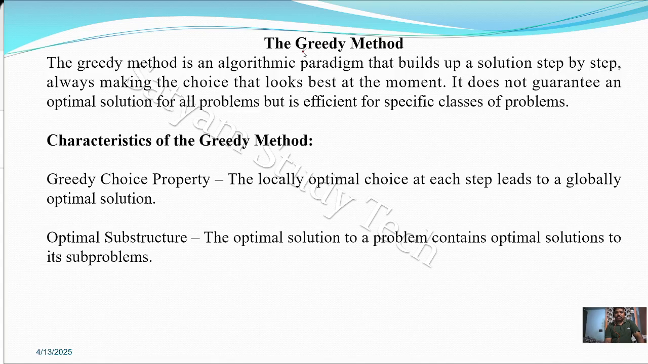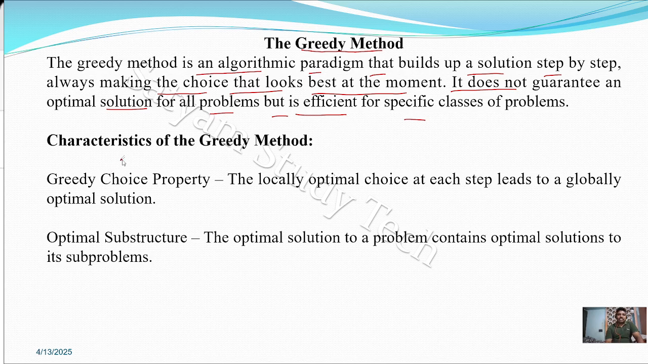Today's topic is the greedy method. So what is meant by the greedy method? When you can apply the greedy method, you can solve those particular problems. Now, the greedy method is an algorithmic paradigm that builds up solutions step by step, always making the choice that looks best at the moment. It does not guarantee an optimal solution for all problems, but is efficient for specific classes of problems.